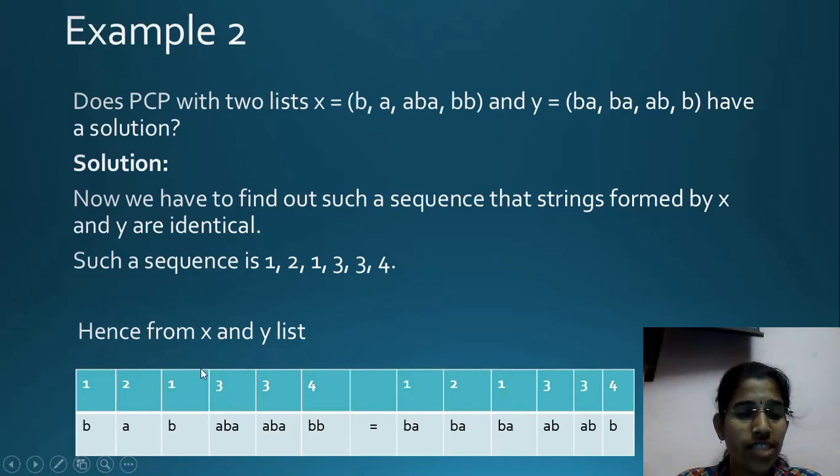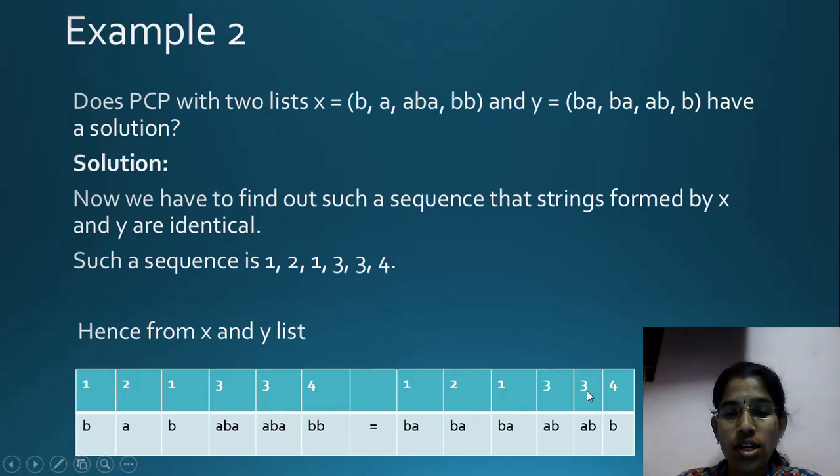For the left side of the equation, take from list X; for the right side, take from list Y. We follow the same order: 1, 2, 1, 3, 3, 4. So the first symbol is B, the second symbol is A, again the first repeated is B, then the third symbol is A, B, A, the third symbol again repeated, and the fourth symbol is B, B. This is from list X.